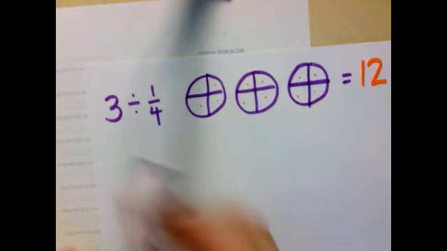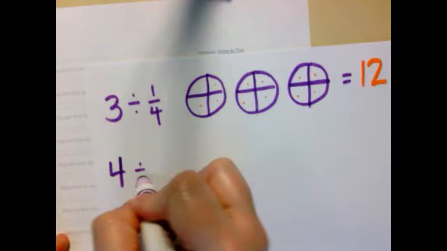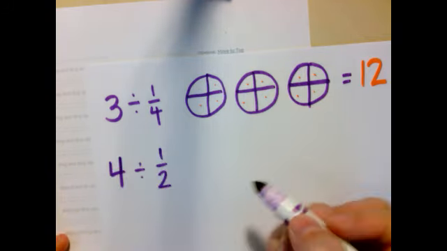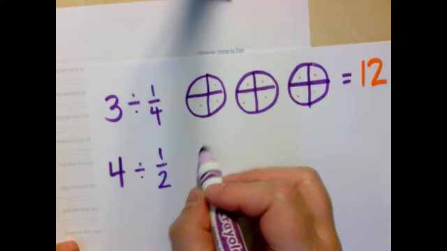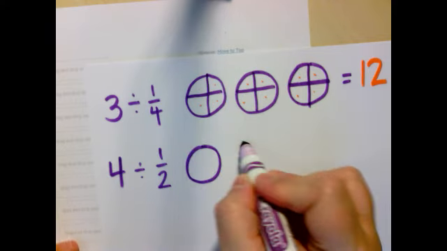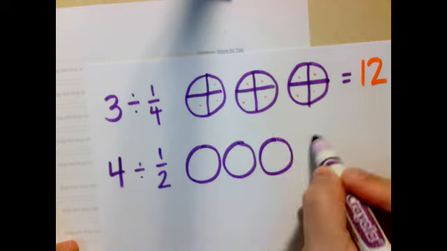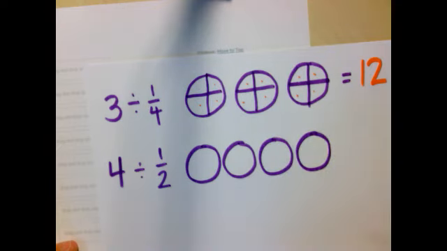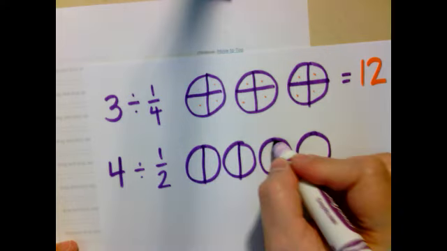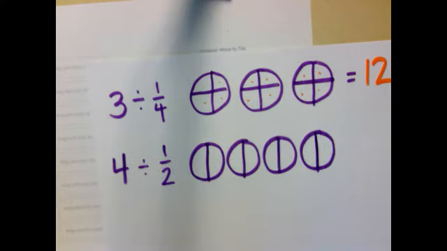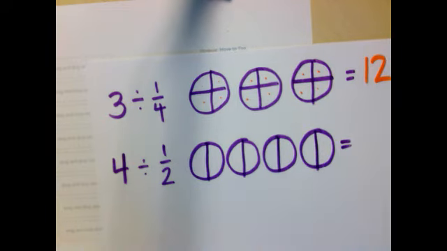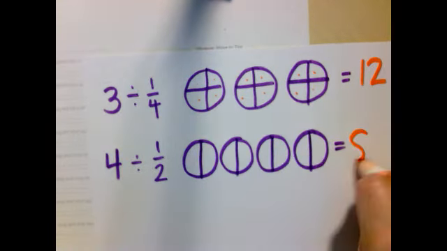Okay, the next one is 4 divided by 1/2. So I could do the same thing. So there my 4 wholes are. And if I divide each of them in half, how many halves do I have? Well, I can count and I see that I have 8 halves.